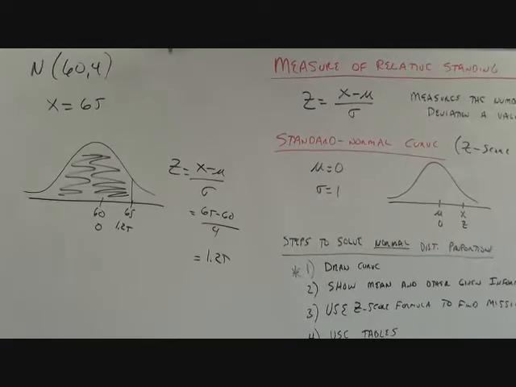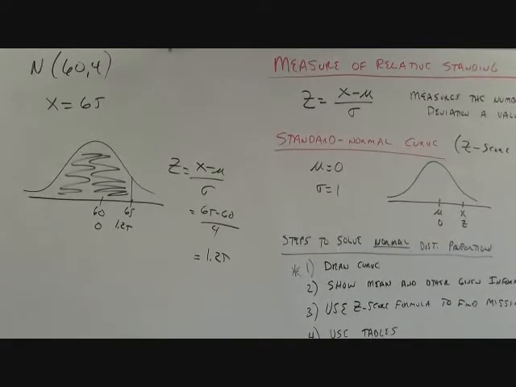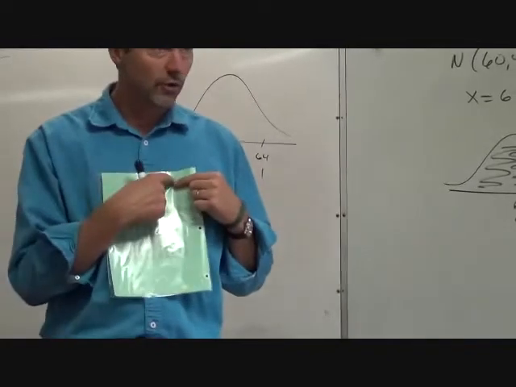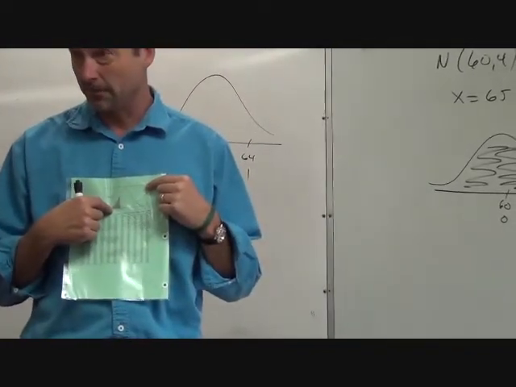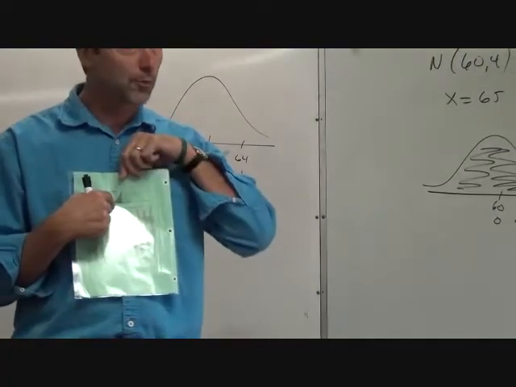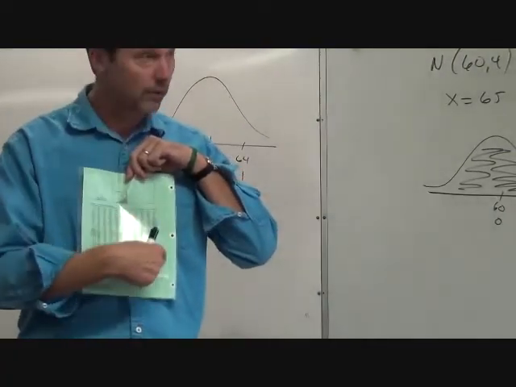This is the 68, 95, 99.7 rule on steroids. This gives us every situation. All right, let me show you what we've got here on this chart. On top here is a picture of a normal curve, and they have the percentile shaded. Those percentiles are found in here.